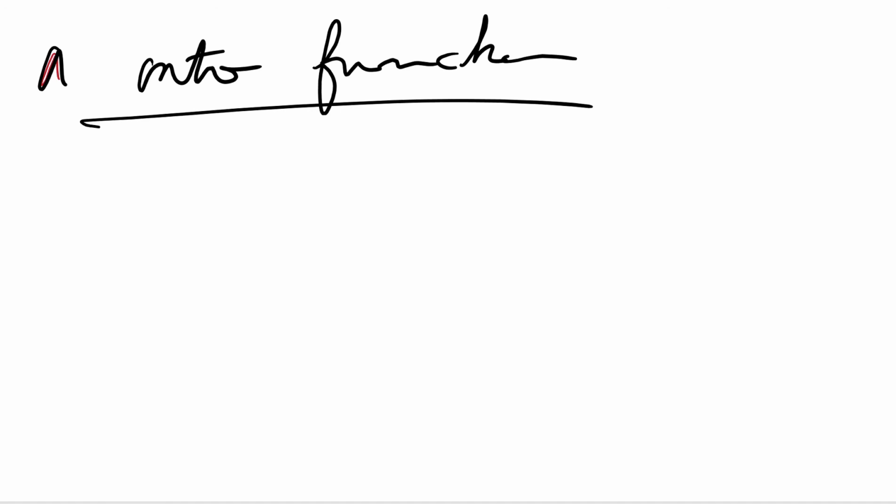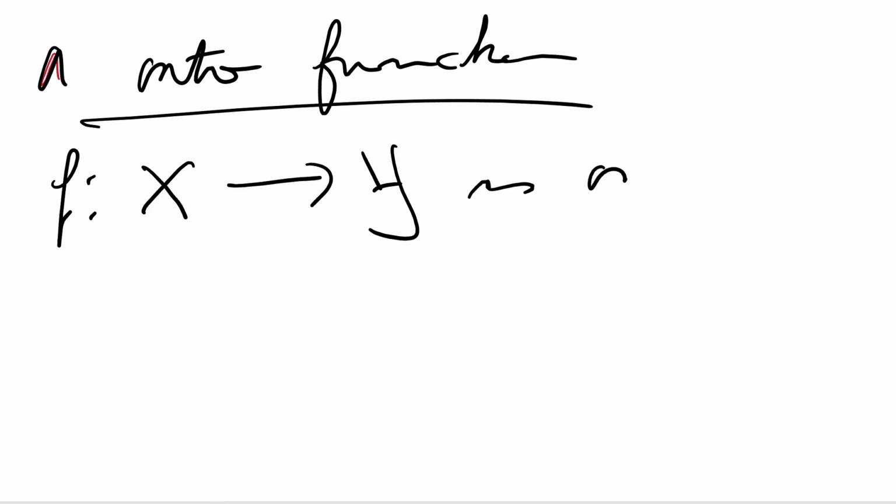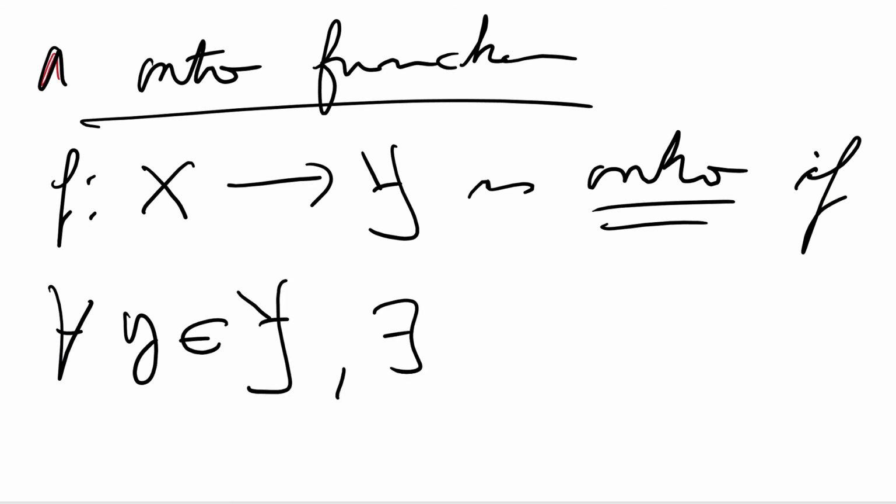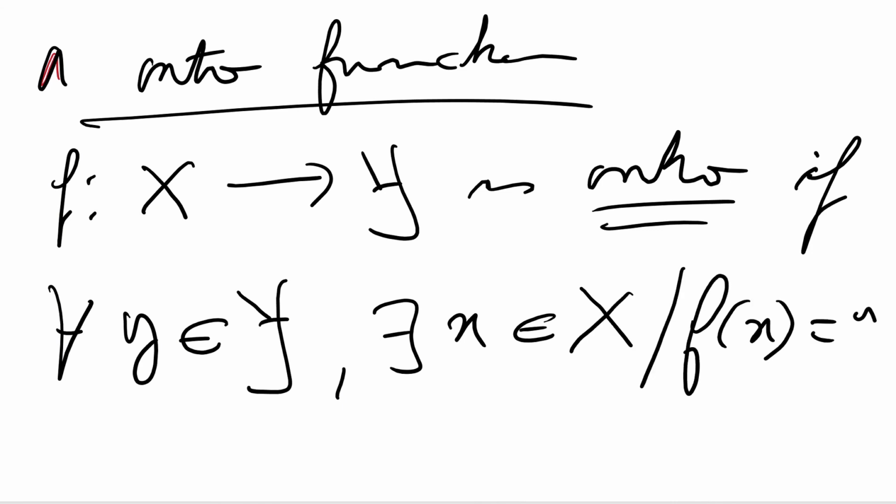So, onto function. A function, let me just call it f from X to Y, is onto if, for every y in the codomain Y, there exists a certain x in the domain such that f of x equals y.